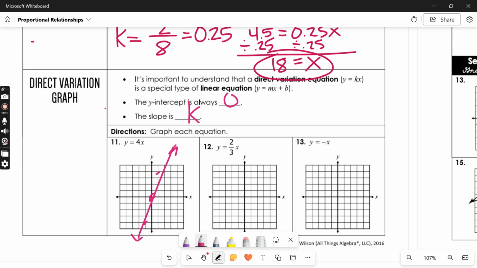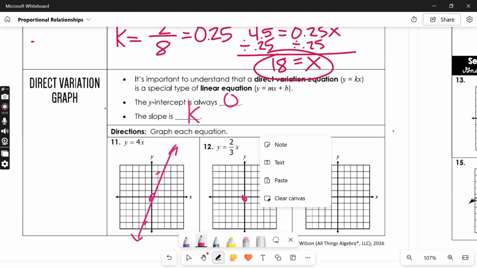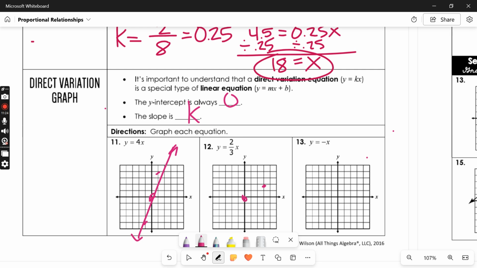Okay, y equals 2/3 x. Again, this is going to start at the origin, so start at 0, 0. And then from there, we're going to go up 2, to the right 3. And then we could also go down 2, left 3. And then draw our line.